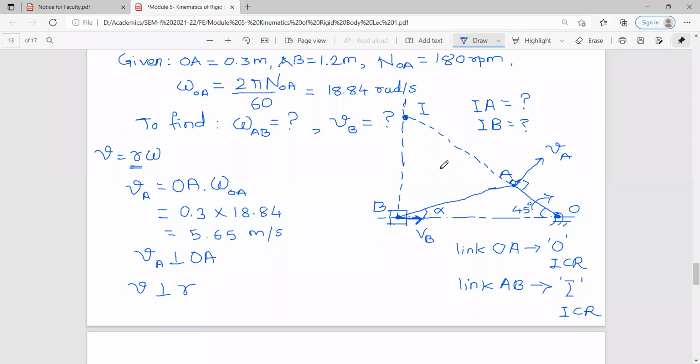Using the cos function, sine function, sine rule, cosine rule, you can find out the values of IA and IB. In order to apply the sine rule, you need to know the various angles. See how it can be done. This is 45 degrees. This angle is alpha. We know the length AB. Length AB is 1.2. And OA is given as 0.3.